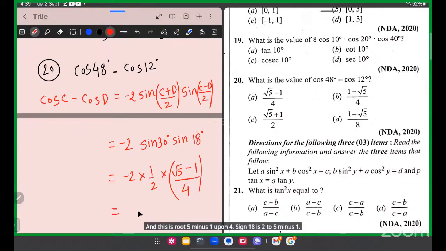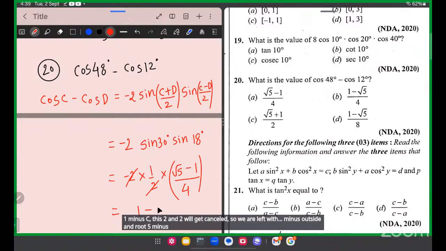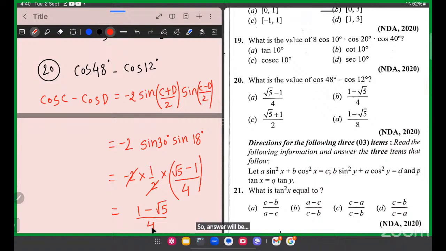So final answer is 1 minus C. This 2 and 2 will get cancelled. So we are left with minus outside and root 5 minus 1 upon 4. It becomes 1 minus root 5 divided by 4. So answer will be B option.